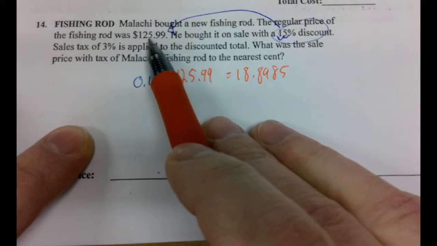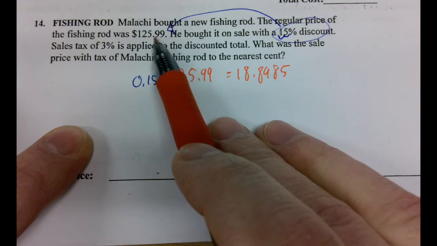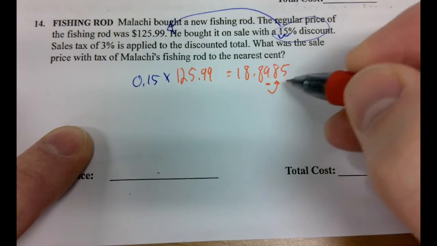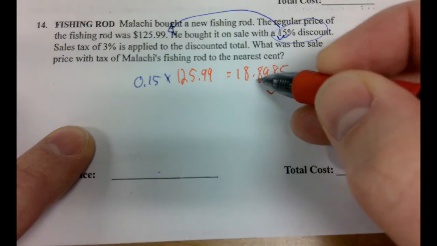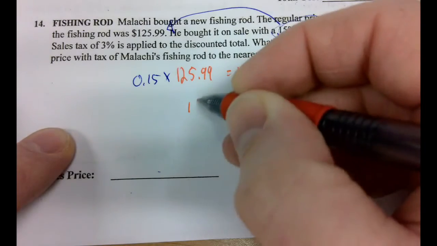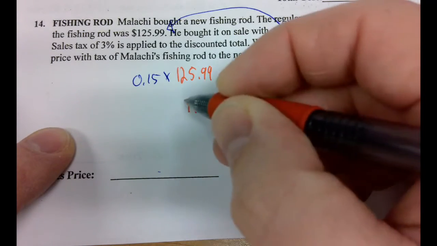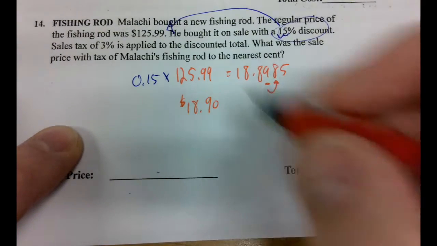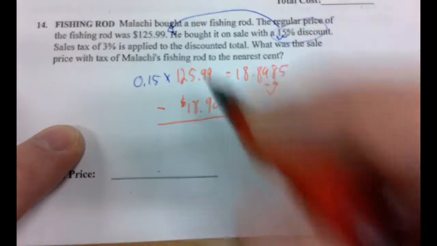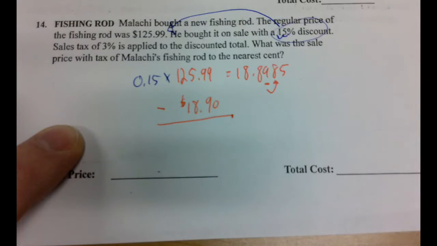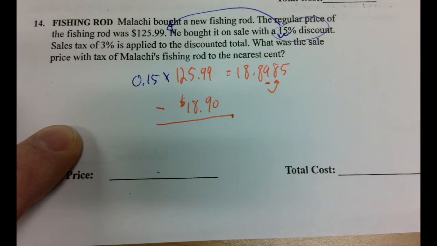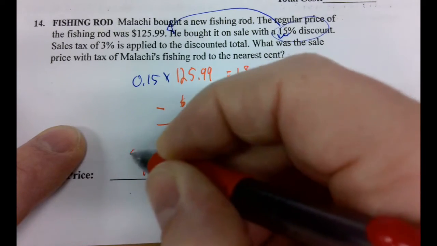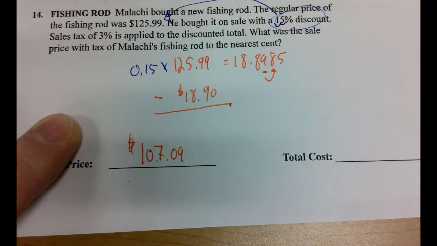Take a look back. Uh-oh. Got to round it up so it's no longer going to be 89. I have $18.90. Cool. That's not the price Malachi pays for the fishing rod. That's a discount, so take that away. So take the $125.99 minus $18.90. That is your sales price. $107.09.